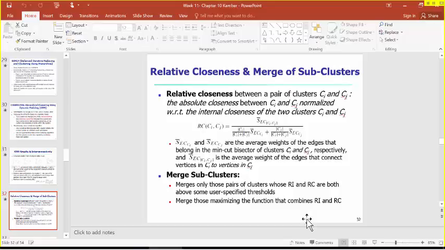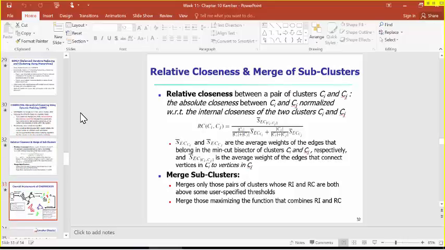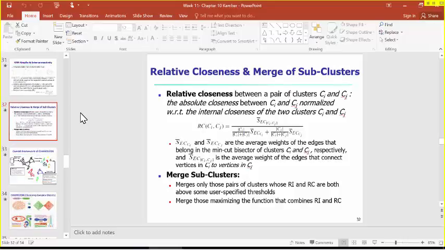You can see it. So how do we merge clusters? Merges can only be done for those pairs of clusters whose RI and RC are both above some user-specified threshold. So we can specify some thresholds, and if the clusters follow that threshold criteria, then we can merge them. Merge those maximizing the function that combines RI and RC.